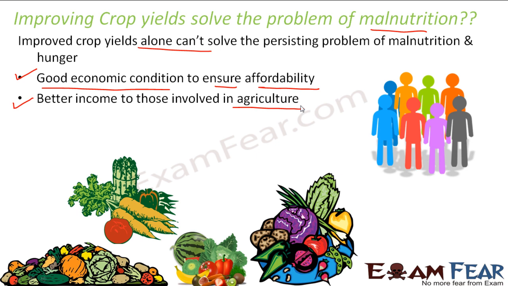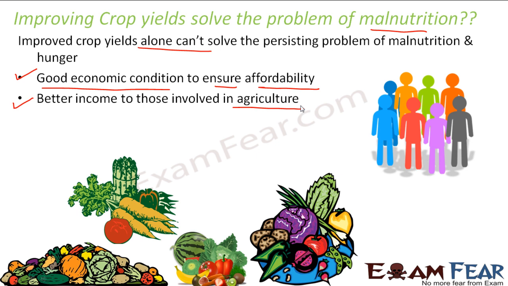So what will happen? Even though there are lots of vegetables, there are lots of fruits in the market, you do not have enough money to buy them. So they are not affordable to you. And as a result, the problem of malnutrition and hunger will still persist. So in order to solve the problem of malnutrition and hunger, two things need to be taken care of. One is improved crop yield so that food resources are available in the market. And the second is good economic condition. People should have enough money, and for that, people should get decent salary or decent earning in whatever they do.